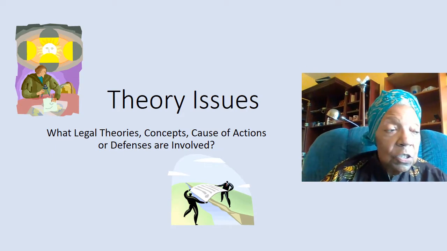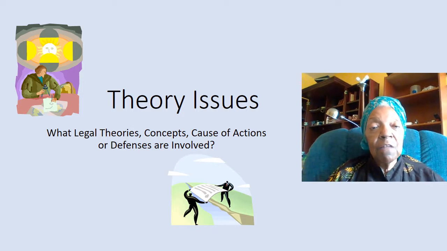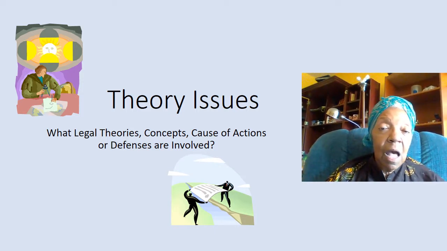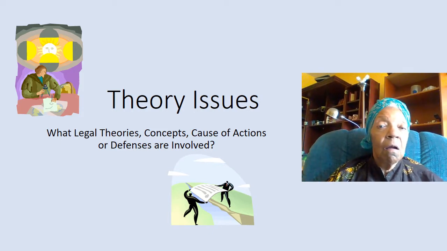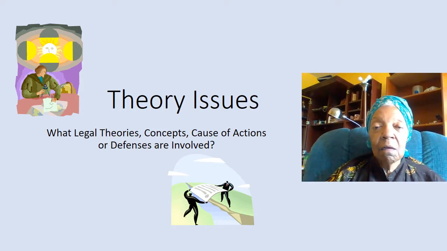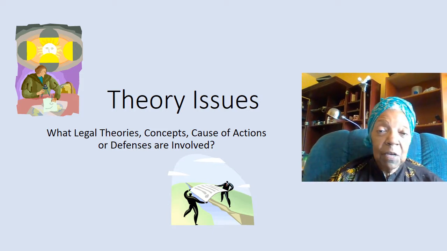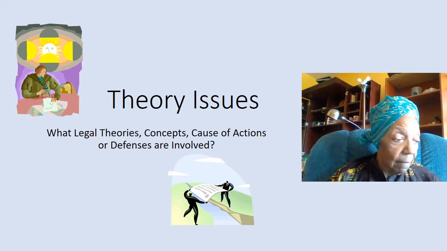A theory issue then follows the key facts. The first is legal theory, concept, causes of action, or defenses. When we say theory issues, we are including all of those, not just causes of action. Consideration, offer, and acceptance are not causes of action, they're concepts. Consent is not a cause of action, it's a defense. A cause of action would be something like battery or breach of contract.